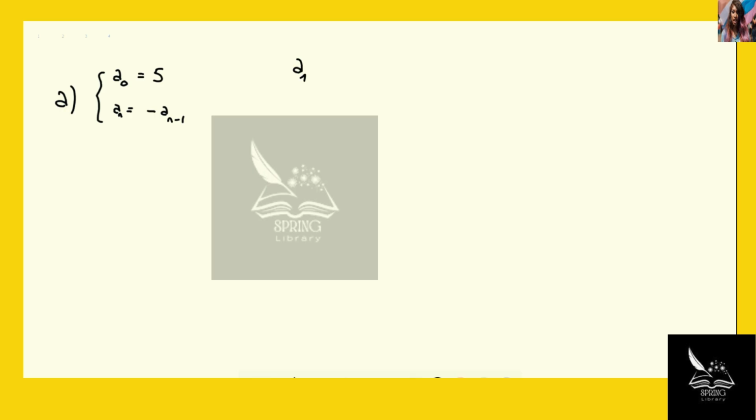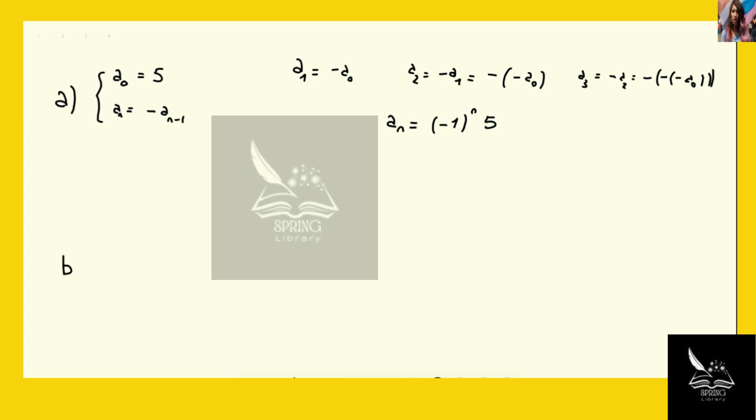So it is easy because a1 is minus a0, a2 is minus a1, which is minus minus a0, a3 is minus a2, which is minus minus minus a0. And so we see immediately that the closed formula here is given by a number of minuses equal to the index, so minus 1 to the power of n, that multiplies a0, which in our case is 5.